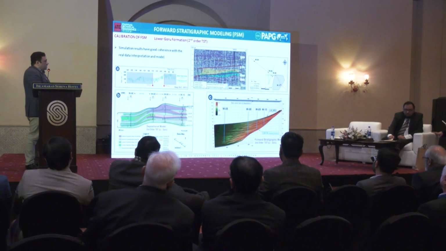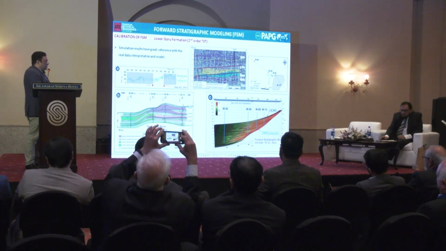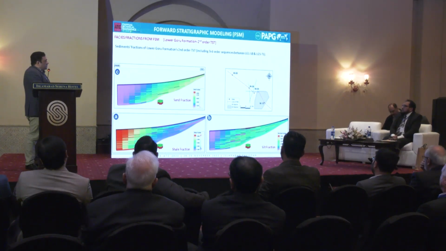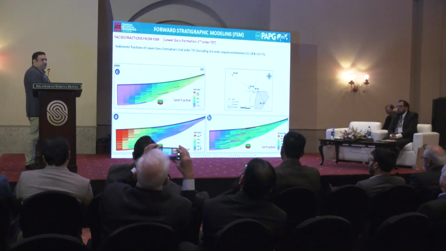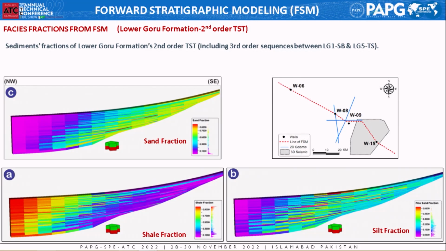This is the calibration of the model just prepared with the real data set. You can see this model has very good correlation with the real seismic data set and well data set, where overall the facies are backstepping here, and the seismic data set and model data set are also showing the backstepping. And these are the sediment fractions which have been extracted from the model after converting the model into a static model. You can see more sandy facies towards the proximal side and more finer facies to the distal side.